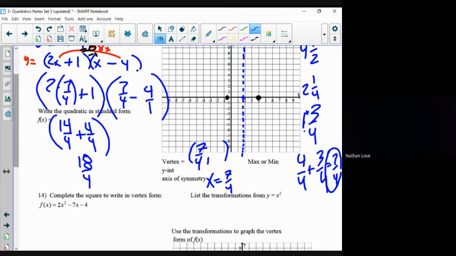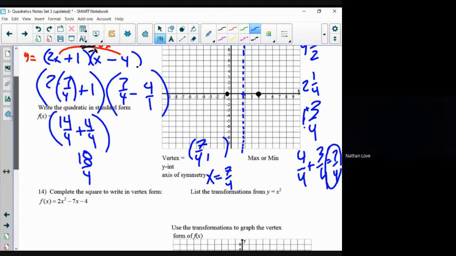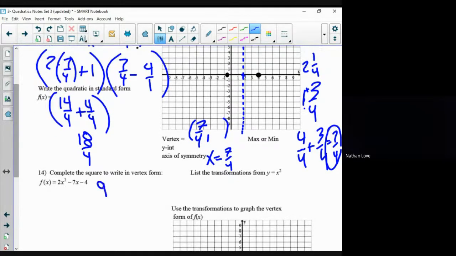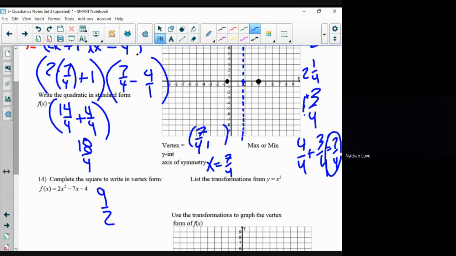What is 18/4? I think it's 9/2. Okay? Go ahead and simplify it. It'll help us out later.